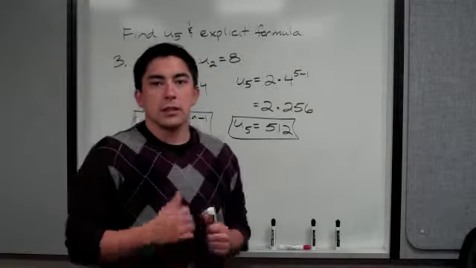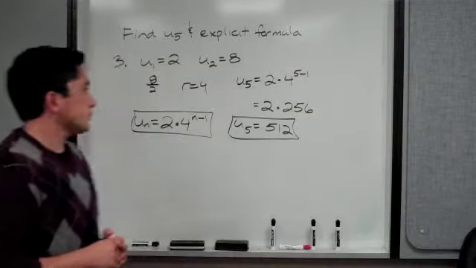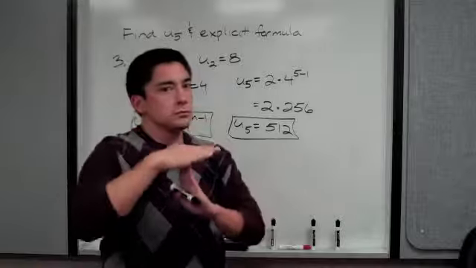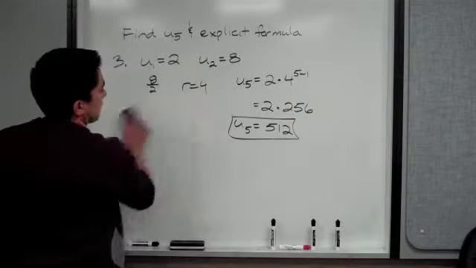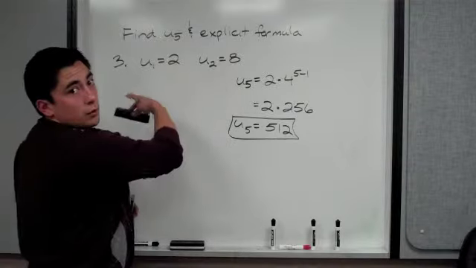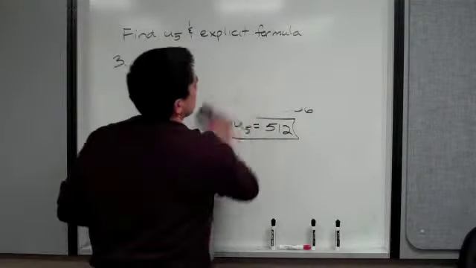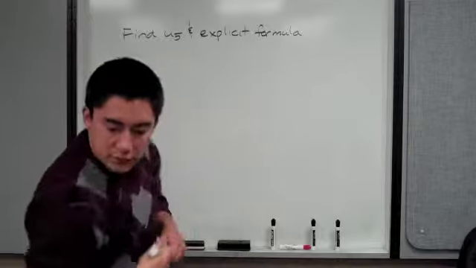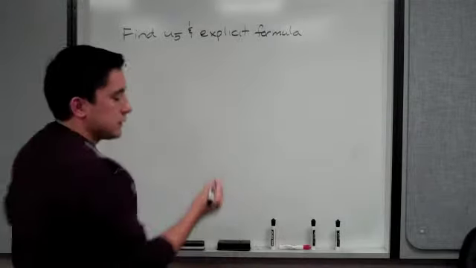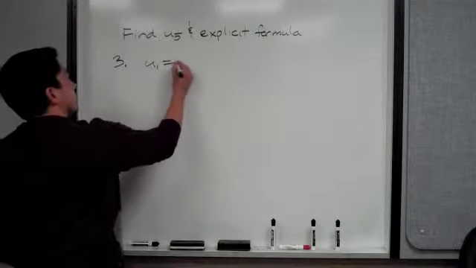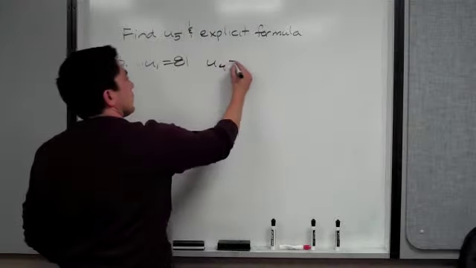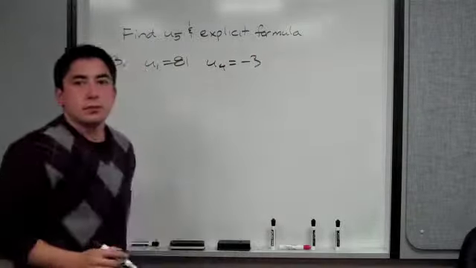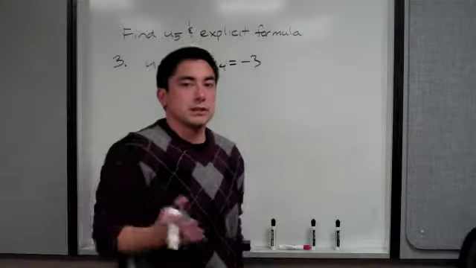Let's go to our last example. Actually, no, sorry, I'm going to do one more from this type of problem. What if the numbers aren't right next to each other? What if I give you this: u sub 1 is equal to 81, and u sub 4 is equal to negative 3. What do we do then? Again, we still have to solve for r.